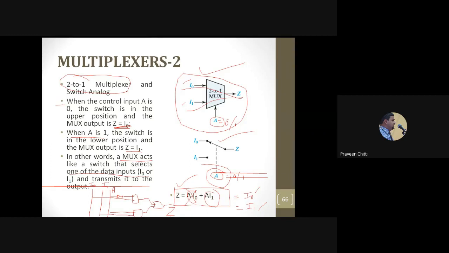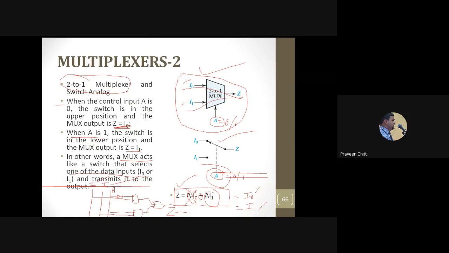Anyhow, I am drawing it with the mouse, so it is not perfect, but you can see what the logic diagram for a 2 to 1 mux is. There are 2 data inputs, I0 and I1, and 1 select line A. So A bar I0 and A I1, these 2 terms you have to OR, because there is a plus sign, to get Z. Depending on the value of A, you get the output Z as either I0 or I1. Hence this circuit is called a 2 to 1 mux, the smallest mux unit.